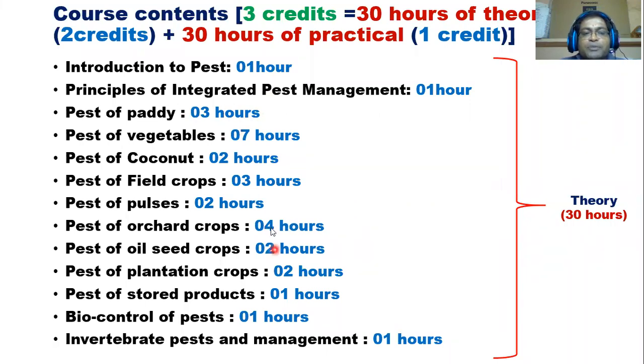For example, if you are taking pests of orchard crops, there are a number of orchard pests you are going to study in different orchard crops. Therefore, we have allocated 4 hours. After the completed study of 30 hours, you will be able to understand what the pests are, what the different kinds of pests are, what the different life stages attacking the crop are, and how you can manage them by using an indicated pest management tactic.